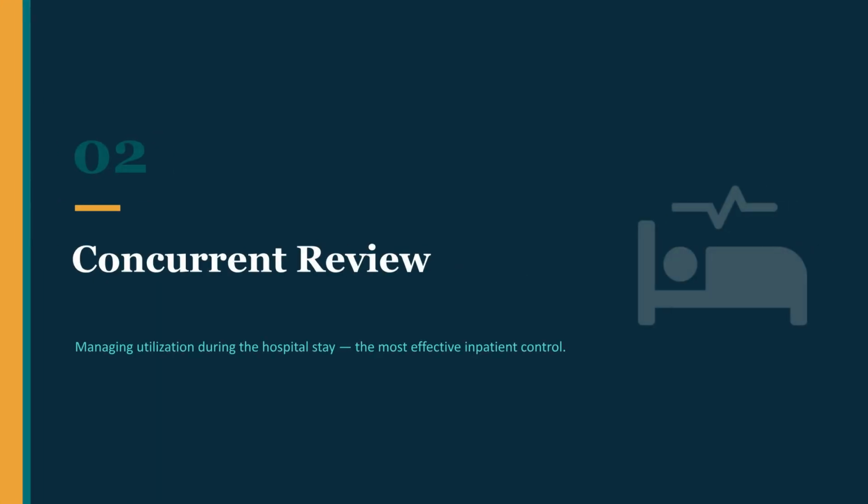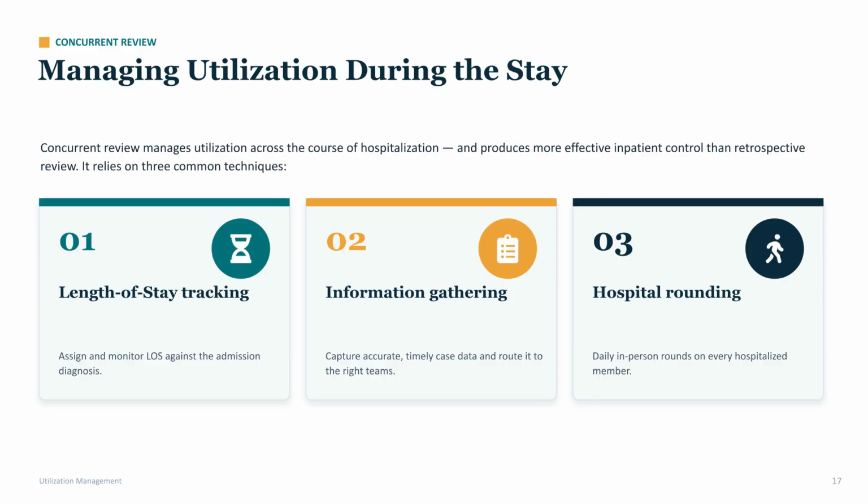Moving to concurrent review, this is the process of managing utilization while the patient is still in the hospital. It is widely considered the most effective form of inpatient control. Concurrent review relies on 3 primary techniques: tracking length of stay against diagnosis-based benchmarks, gathering real-time case information for internal teams, and conducting daily in-person rounding on hospitalized members.